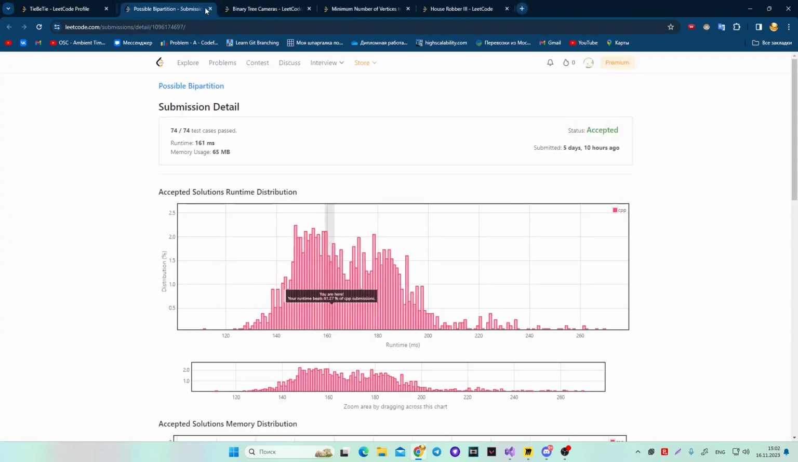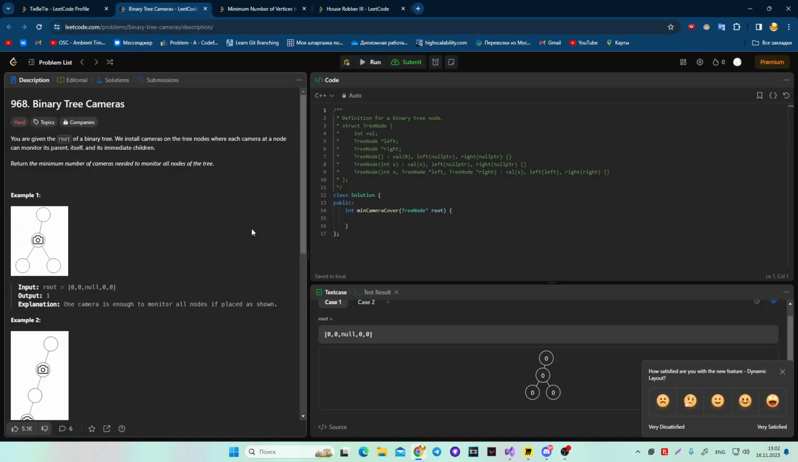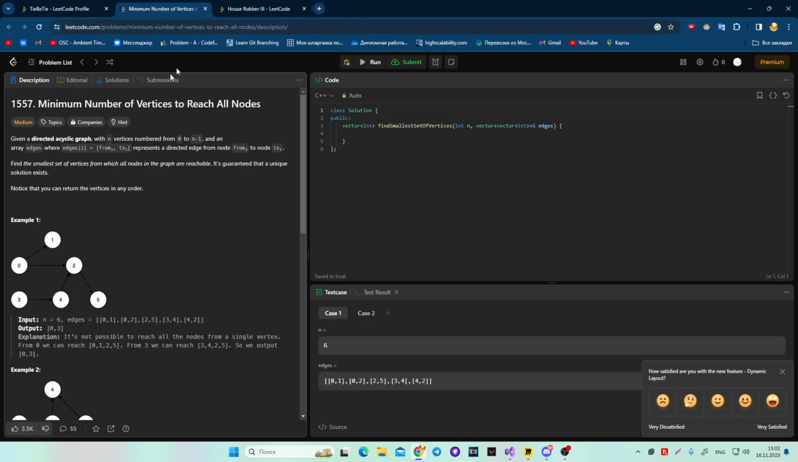We consider this in this task. I have already told how to solve it. Okay, consider this: minimum number of vertices to reach all nodes. Given a directed acyclic graph with n vertices, find the smallest set of vertices from which all nodes in the graph are reachable. It's guaranteed that a unique solution exists.